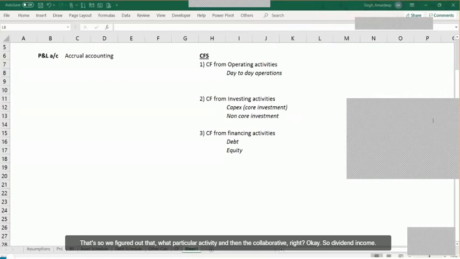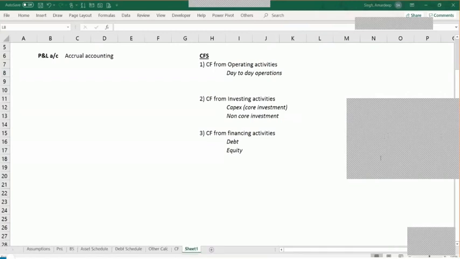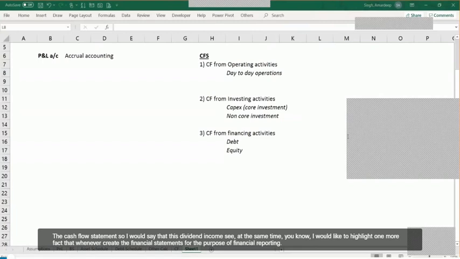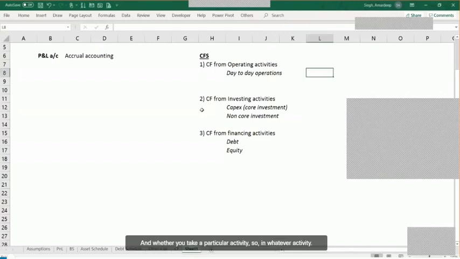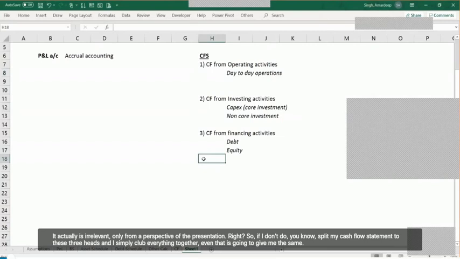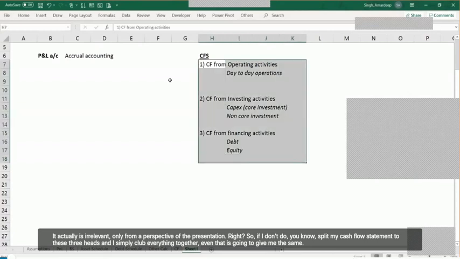Any dividend income, where will it be classified in the cash flow statement? I would say that, at the same time, I would like to highlight one more fact: whenever you create the financial statements for the purpose of a financial model, whichever activity you take this head under is relevant only from the perspective of presentation, right? If I don't split my cash flow statement into these three heads and I simply club everything together, even that is going to give me the same result that I typically get by showing it under various heads.